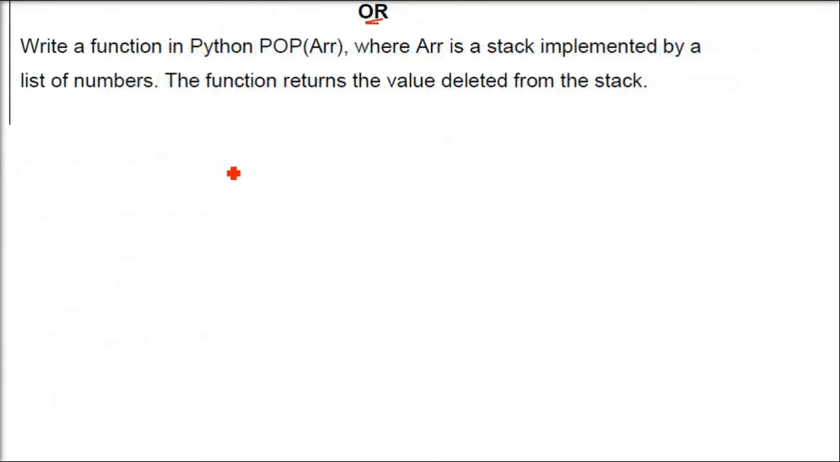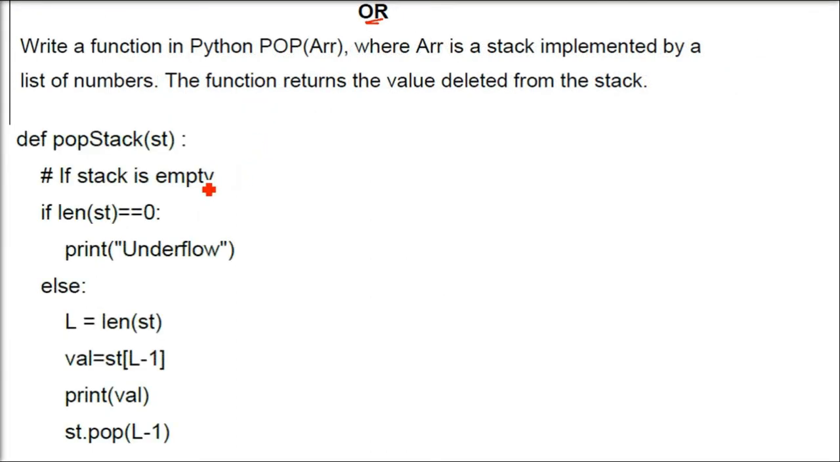Now we are coming to pop. Same thing we are doing. Pop operation. So we have a function pop ARR, where ARR is a stack implemented by a list of numbers. So pop is given and pop stack is given here. So there is again a printing mistake. Whatever is given in the question, just use that. Don't use your own. So ARR is a stack implemented by a list of numbers. The function returns the value deleted from the stack.